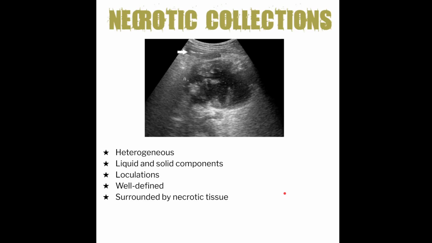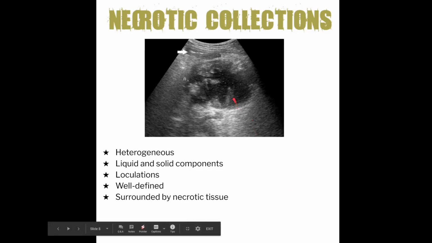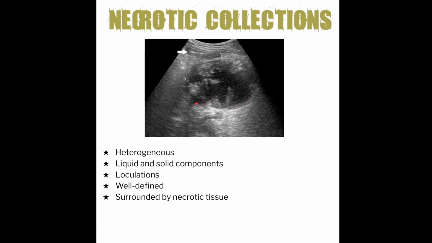On ultrasound then, what we are going to see is a heterogeneous area. Typically in those areas that fluid likes to collect, we're going to see liquid and solid components. We're going to see loculations within. They're typically very well-defined areas, and then they're going to be surrounded by areas of necrosis. So again, we just kind of have a funky-looking mass near the pancreas. We have the solid and liquid components. It is difficult to tell necrotic tissue by ultrasound, but it does just kind of take on a kind of yuck appearance compared to healthy tissue.